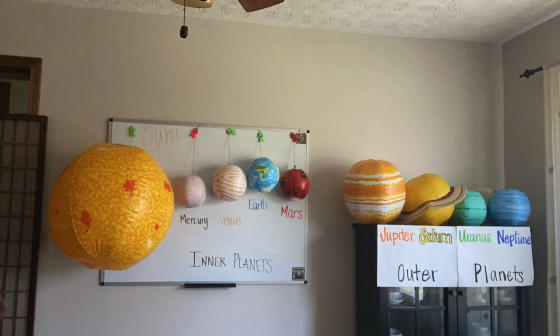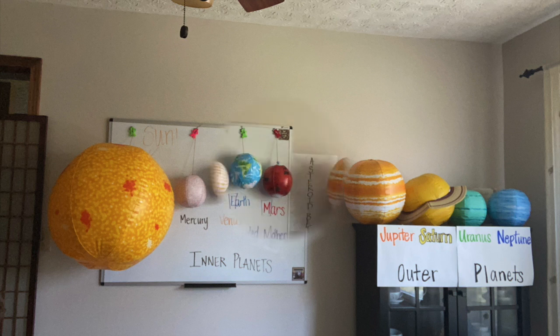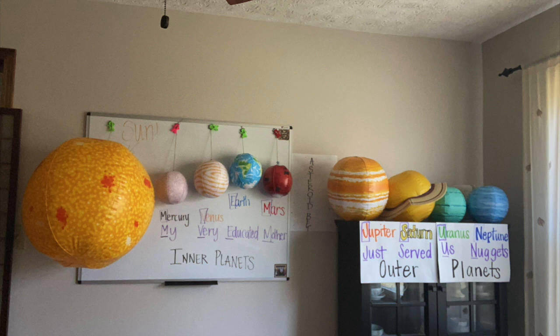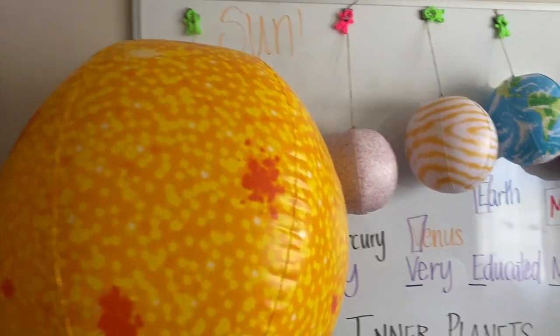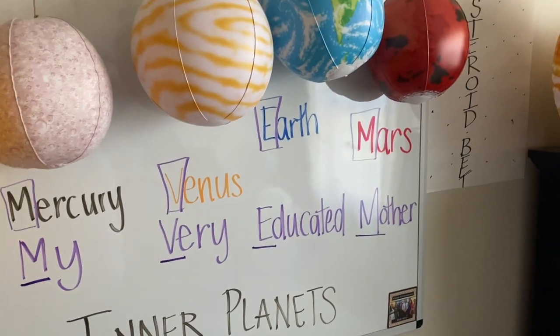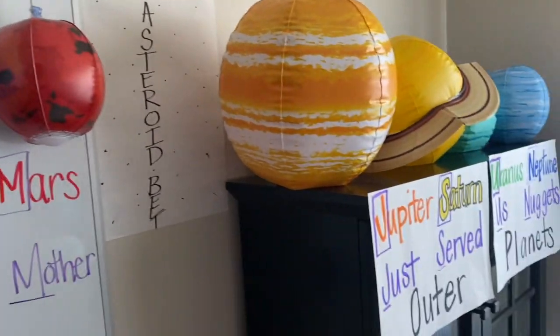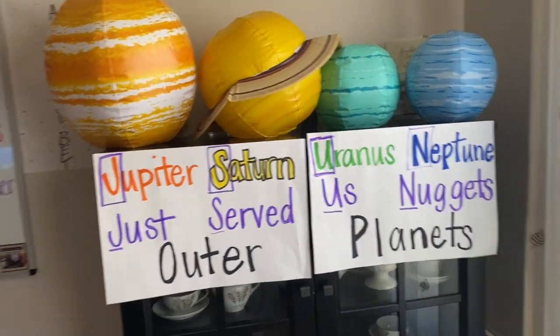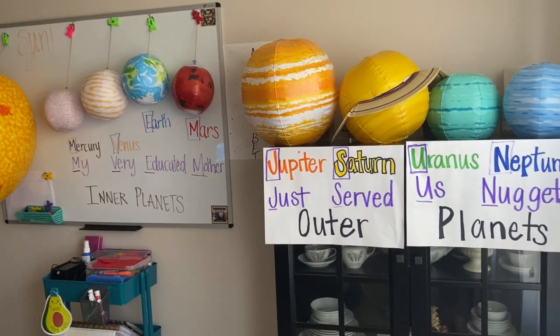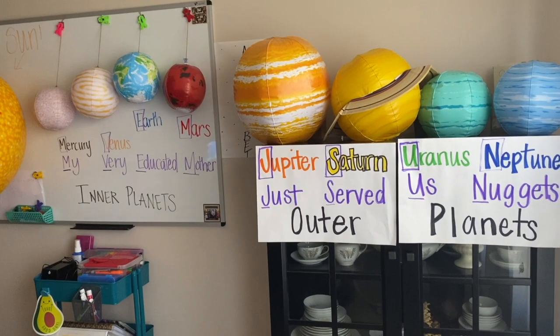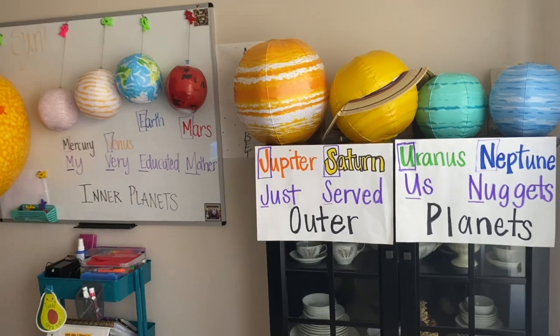All right, so now it's important for us to learn a way to remember the order of the planets from the Sun. I used the first letter of each planet's name to come up with a word and made up a little saying. It goes like this: My very educated mother just served us nuggets. The M in Mercury is for the M in my, the V in Venus is for very, and so on. It's a great way to remember the order of the planets. Just don't get Mercury and Mars mixed up.